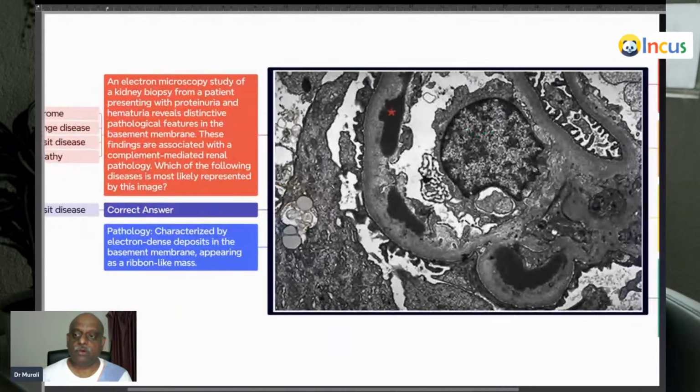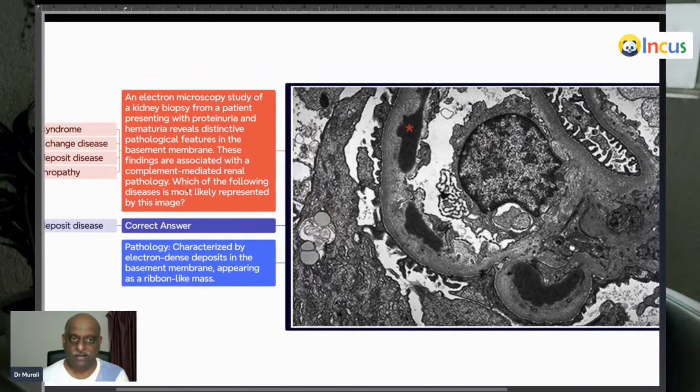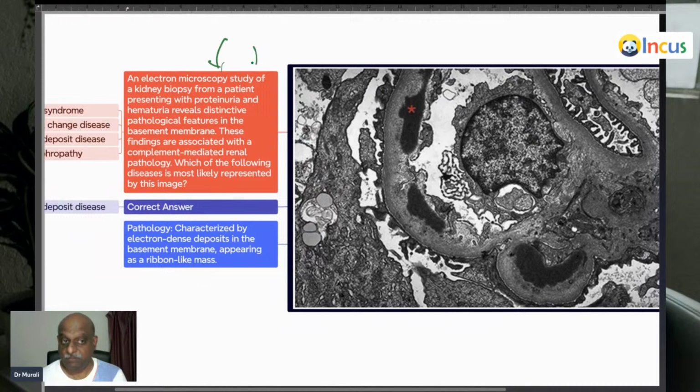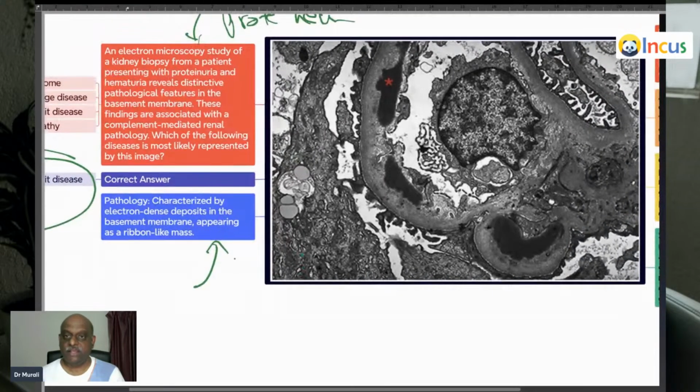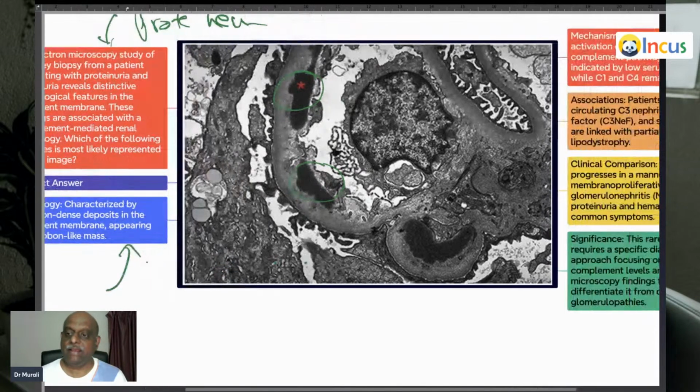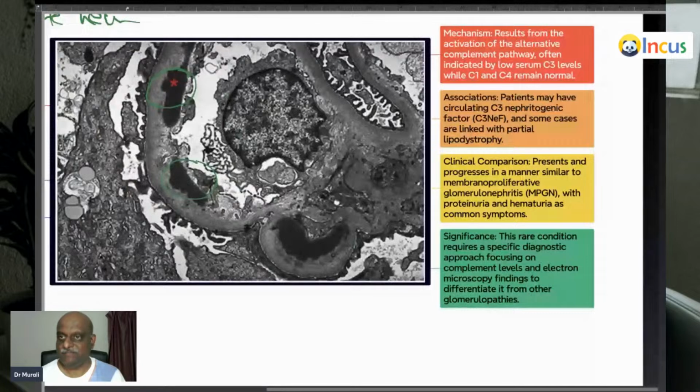Electron microscopy has been done from a patient presenting with proteinuria, hematuria. There is a complement-mediated renal pathology. Now the question is, what is that? It is called dense deposit disease, where you can see electron dense deposits in the basement membrane appearing in a ring-like fashion.